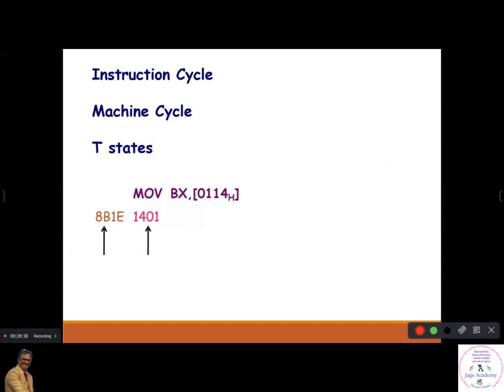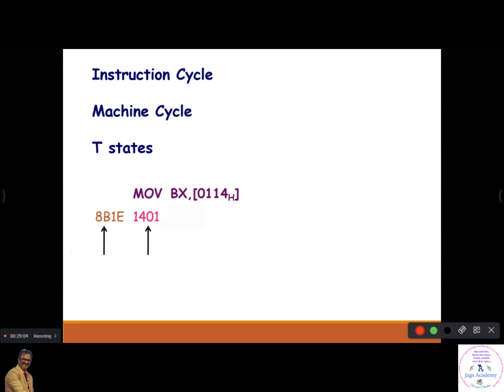What are the pins we have discussed now? Address data lines multiplexed, yes or no? We saw the read pin, write pin, right? We saw other pins such as address latch enable, data enable. We saw interrupt acknowledgement. All these things we have seen, right? All these are pins.